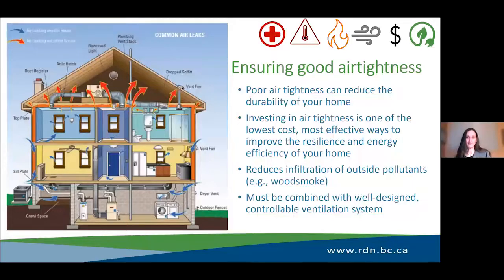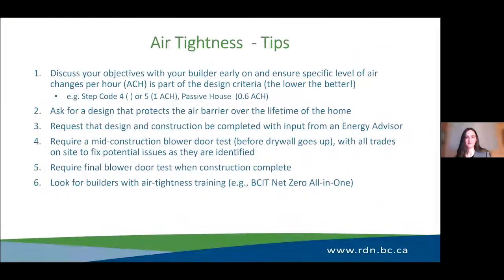So a high level of air tightness, and ensuring long-term protection of the air barrier over time, will protect you and your home. And just some general tips here. Discuss your objectives with your builder early on and ensure a specific level of air changes per hour, or ACH, as part of the design criteria for your home. This could be something like step code, which I think is 1 air change, or passive house, which is 0.6 air changes per hour. So having that goal to reach for is a great idea.